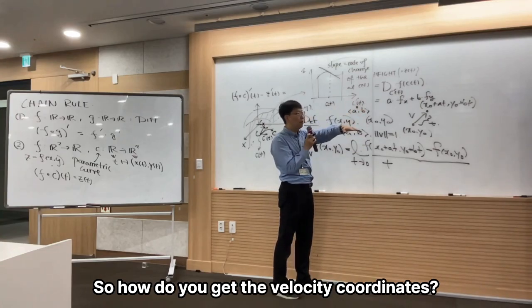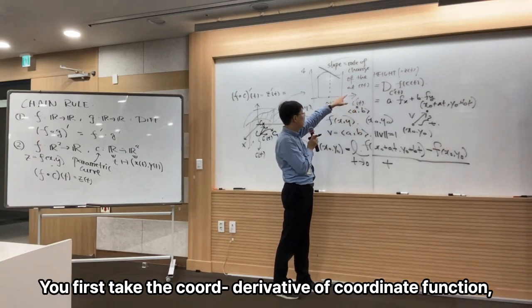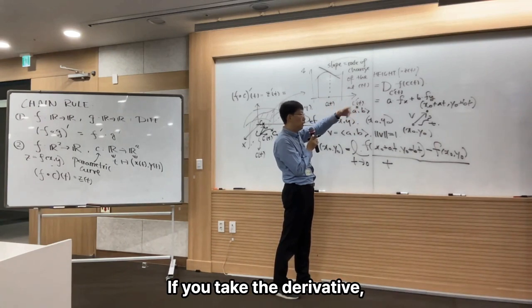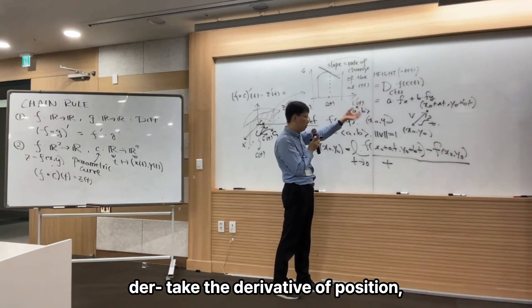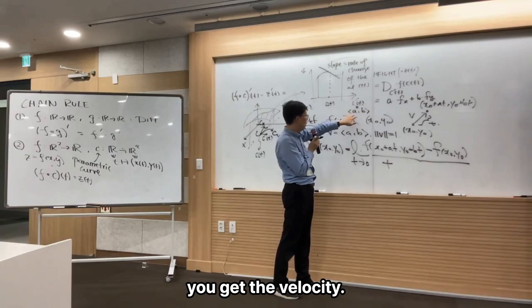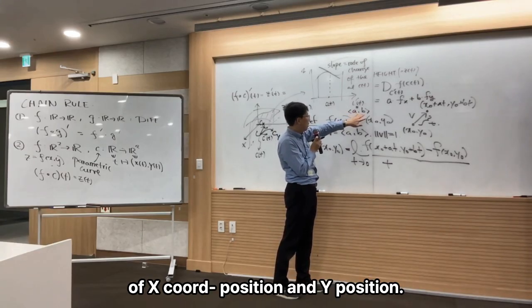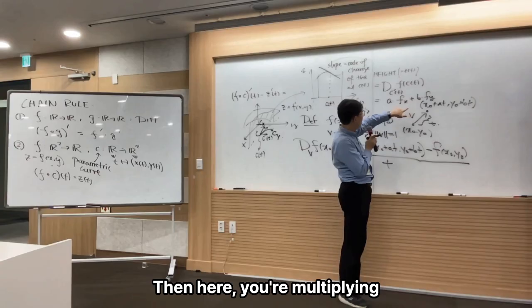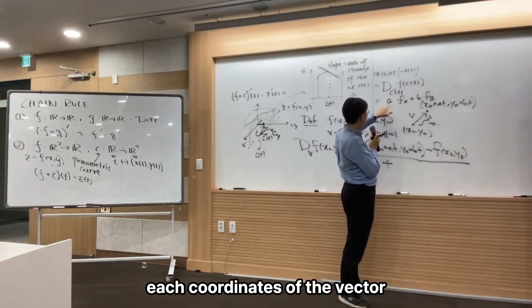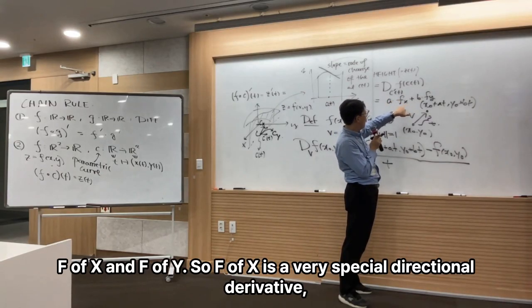So how do you get the velocity coordinates? You first take the derivative of the coordinate function, because a coordinate is a position. If you take a derivative of position, you get the velocity. So a and b are the velocity functions of the x position and y position. So in here, you're multiplying each coordinate of the vector c prime with f sub x and f sub y.